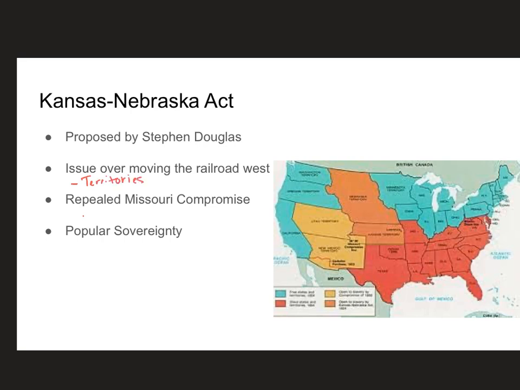The territories needed to be states. Now, this would have ended up repealing the Missouri Compromise. If you remember back, the Missouri Compromise said that anything north of 36°30′ was a free state. Everything south of that would have been a slave state.